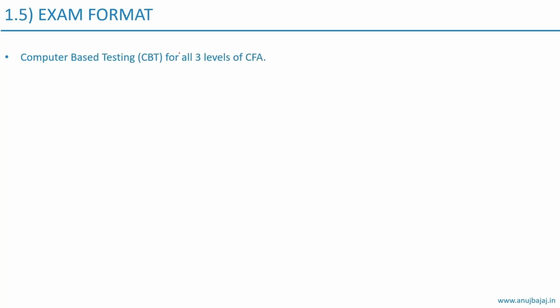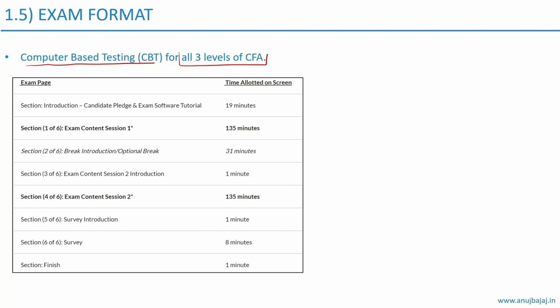Exam format. All the 3 levels of CFA have computer-based testing. So once you start your exam on the computer, you will be provided with 19 minutes to make yourself familiar with the exam software. Then you will start your session 1, which lasts about 135 minutes. In case of Level 2 and Level 3, it will be 132 minutes. Then you will be provided with an optional break of 31 minutes. You can either choose to opt for this break or not.